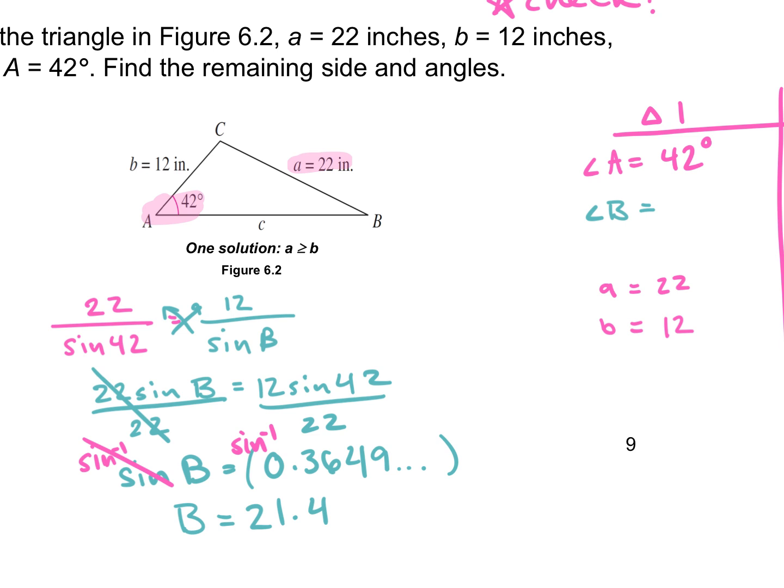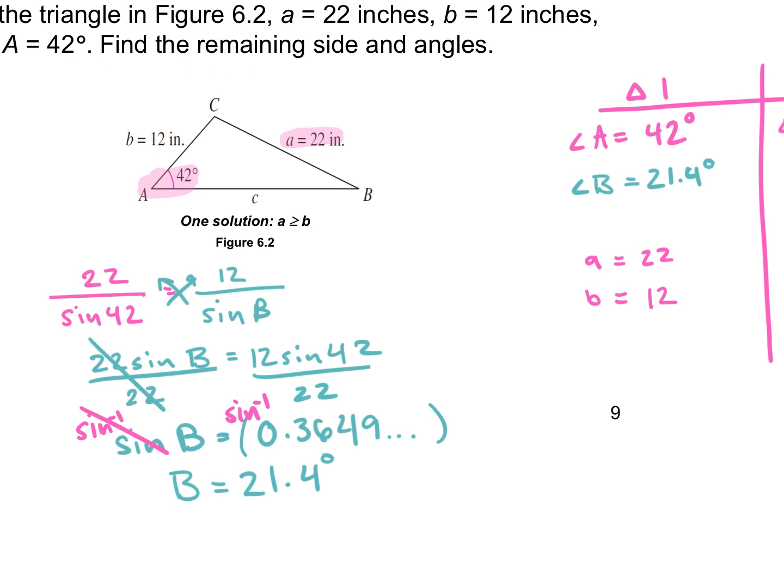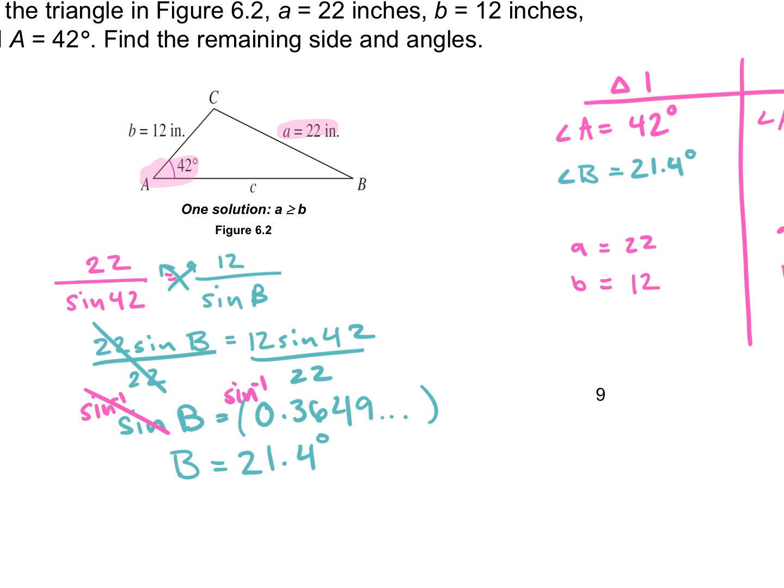What are we talking about here? If it's angle B, degrees, perfect. 21.4 degrees. Any questions on how we found that? Let's find angle C next. If we have two angles, how do we find the third? Add them up and subtract from 180. So 180 minus 42 minus 21.4.